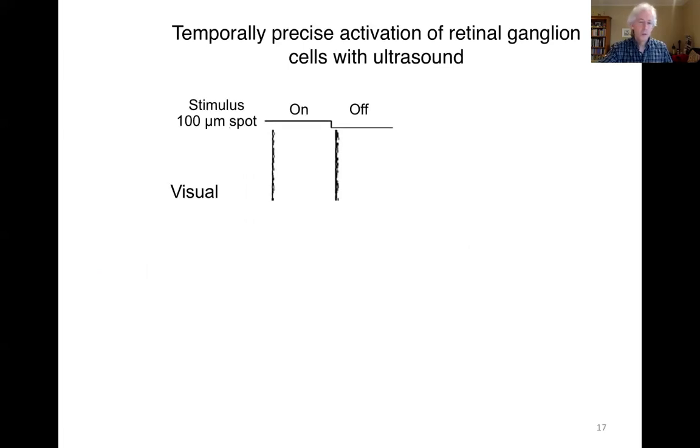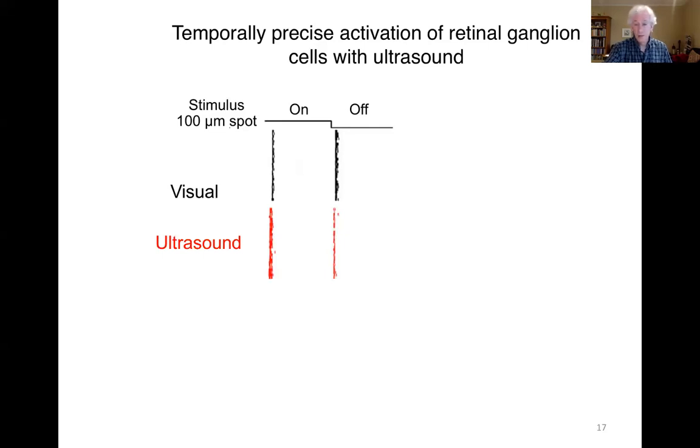Okay. So one thing that we can do with our retinal preparation is compare the natural method of excitation, the visual stimulus, with the artificial method of stimulation, and do so in the same preparation. So here we're taking a visual spot, which is a similar size to the ultrasound spot, and focusing a light down onto the retina. And so you can see that when the light turns on and off over about a half second or so, ganglion cells again fire very reproducible spikes. So these are brief bursts of spikes that align up just about at the same time.